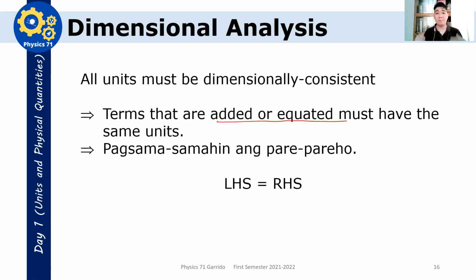For example, you want to add length and length. So you don't want to add, for example, mass and time. For example, you don't want to add 5 kilograms and 2 seconds because it won't make sense. Okay, so this is an important tool in solving problems because sometimes you don't need to solve exactly the problem just for you to get an answer.